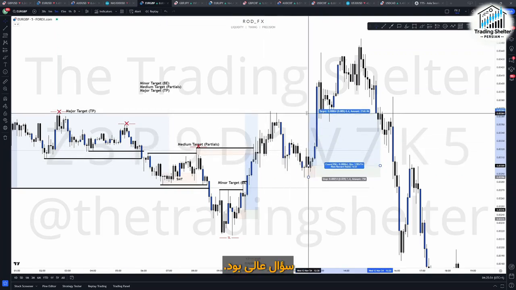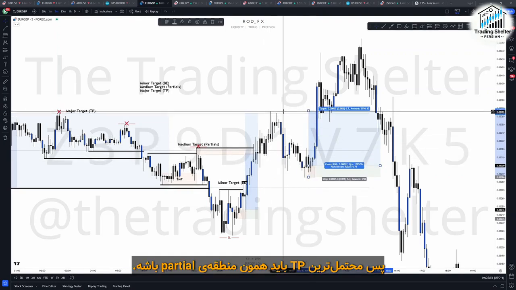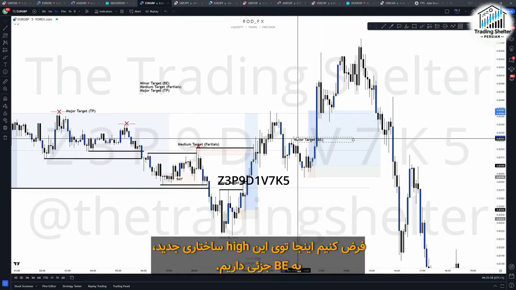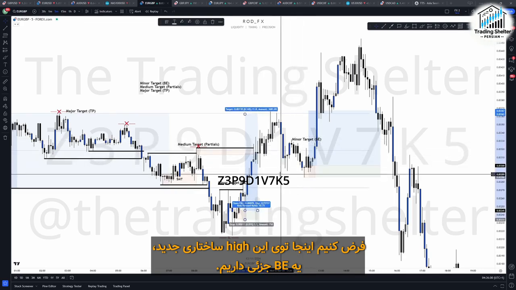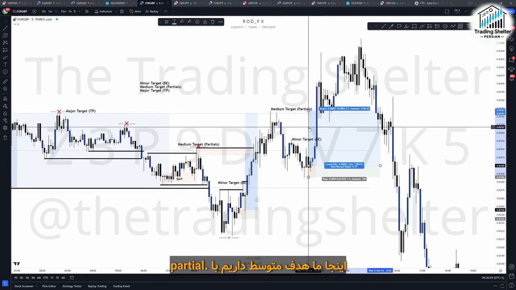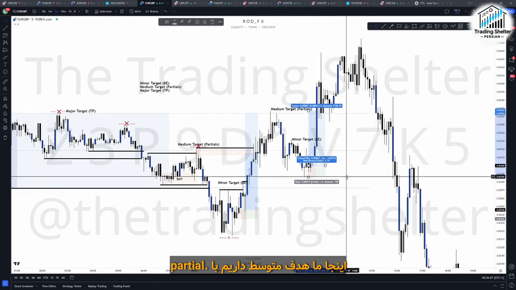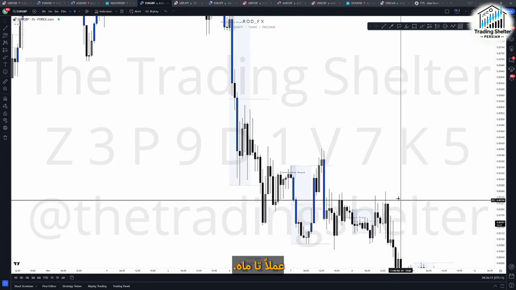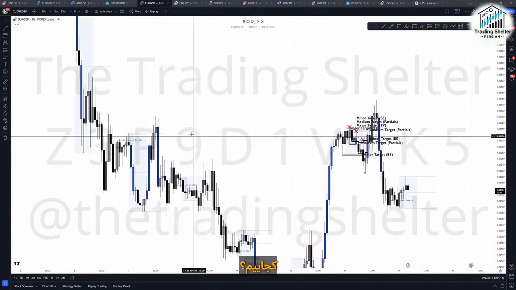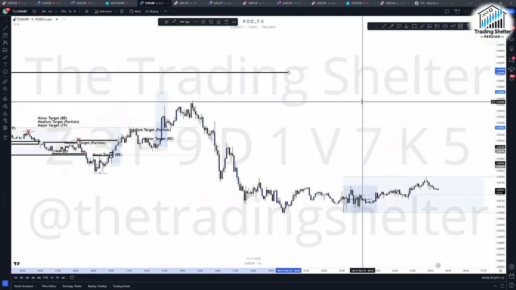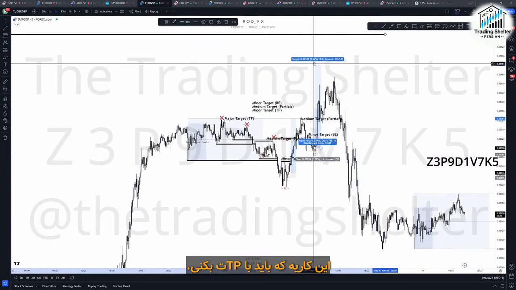Excellent question. So the most probable TP needs to be your partial area. So let's say here at this new structural high, we have that minor BE. This point here, we have our medium target with our partial. And what you want to do is target the moon, literally the moon. You want to target the moon, like let's say this point here. This is what you want to do with your TP, okay?